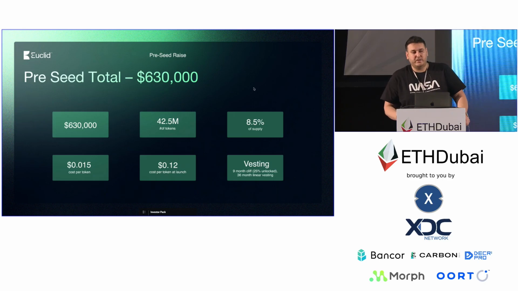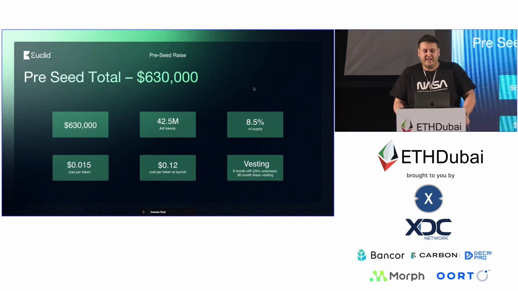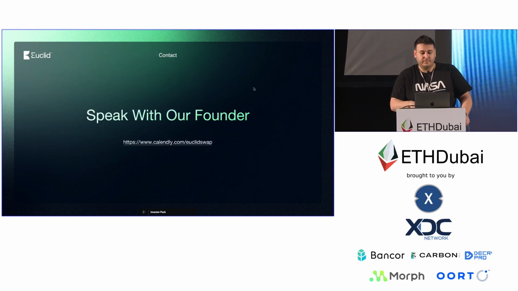Now, our pre-seed total is around 600K, which is 8.5% of supply, and the valuation is $7.5 million. On vesting, we also changed that. It's now a 4-month cliff because we want to be in the bull run, and an 18-month linear vesting schedule. And that's it. Thank you, guys.